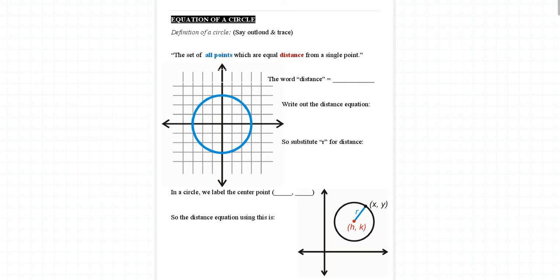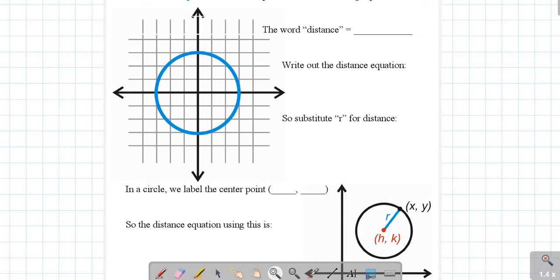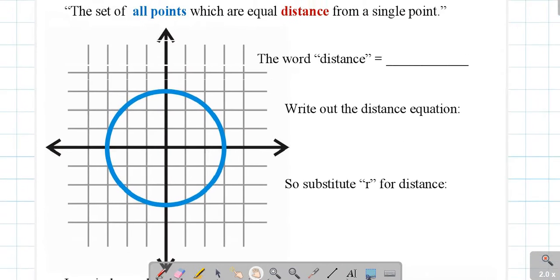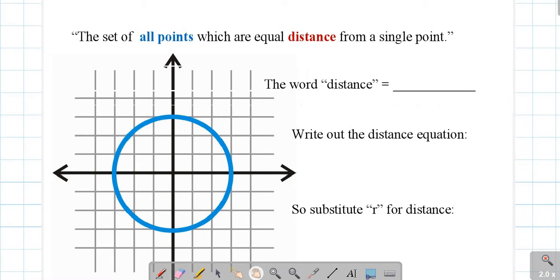Okay, I'm going to make this as simple as possible. Okay, step number 1, we have an equation of a circle here. And first we're going to do the definition of a circle. So the definition of a circle is right here. It's a set of all points which are equal distance from a single point. Now I'm going to say this definition and I'm going to draw on the image at the same time. Watch what I draw carefully.